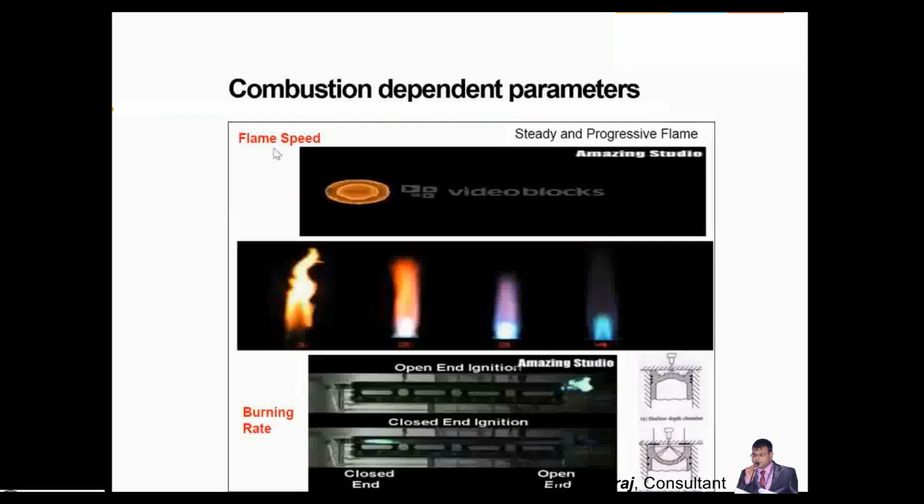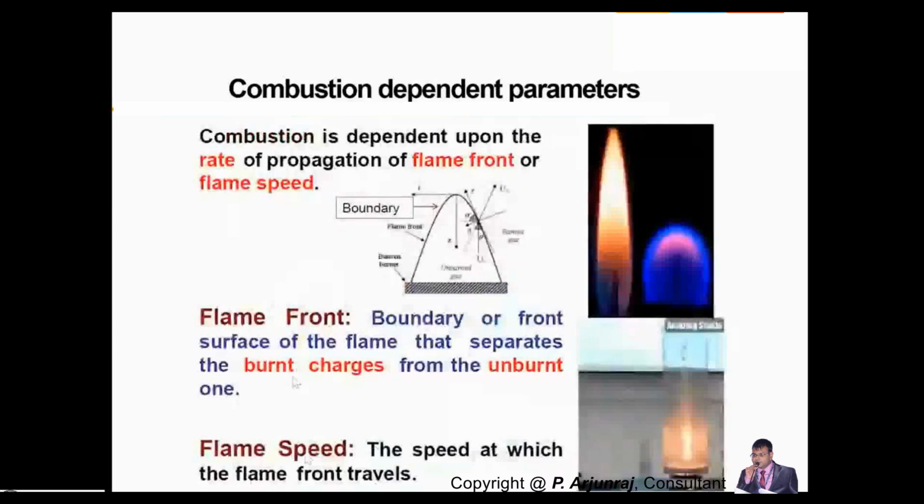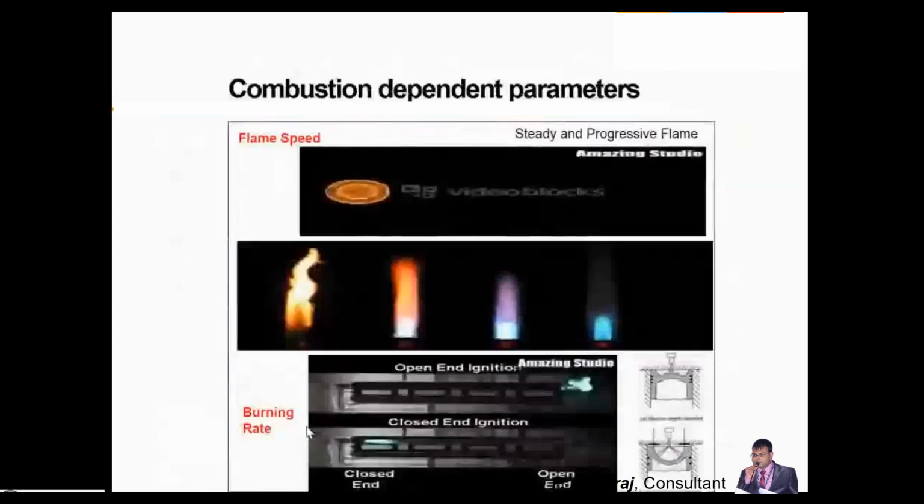Again, the combustion-dependent parameters, flame front and flame speed, will also determine the burning rate of the system. The burning rate also depends on the ignition, open end or closed end. You can increase the burning rate, decrease it, or optimize it, considering the design you are going to have for the combustion chamber.